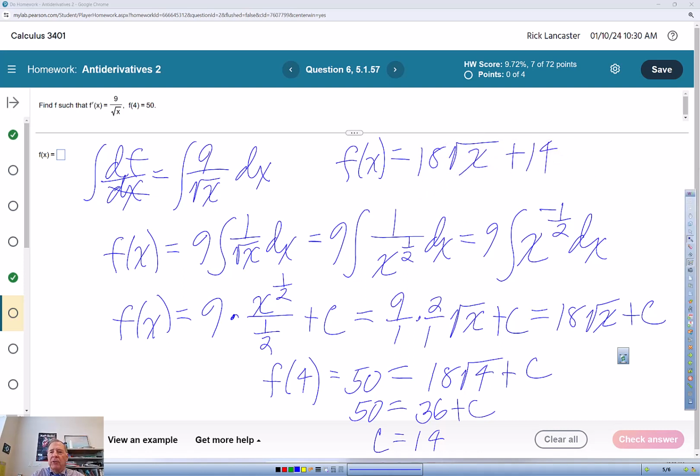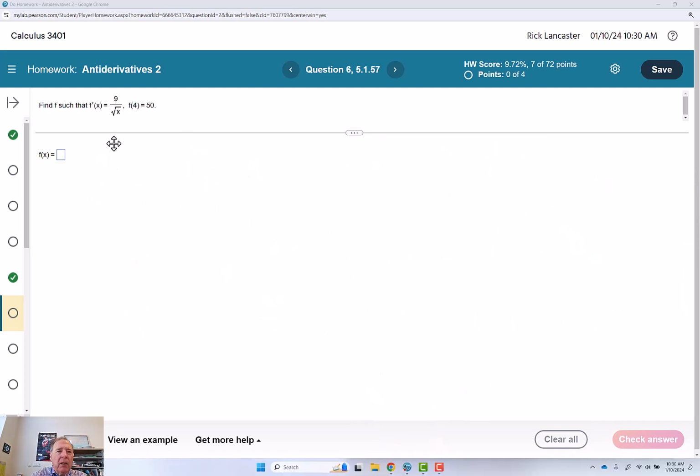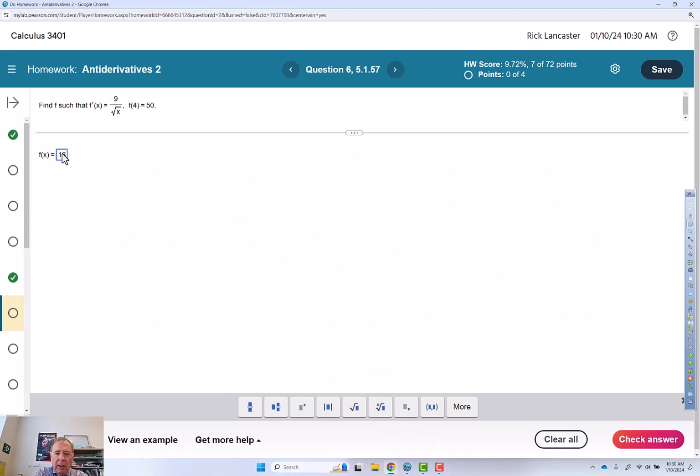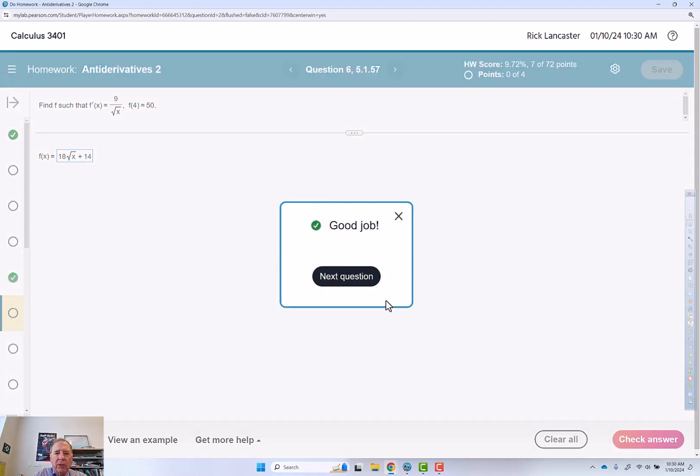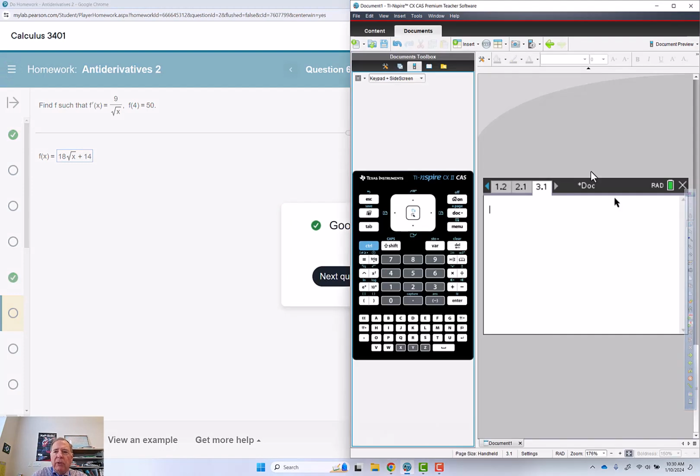We'll go put that answer in and check it, then I'll show you how to do it in the calculator. 18 square roots of x, get out from under the square root, plus 14. Check answer, good job. Now we'll do it in the calculator.